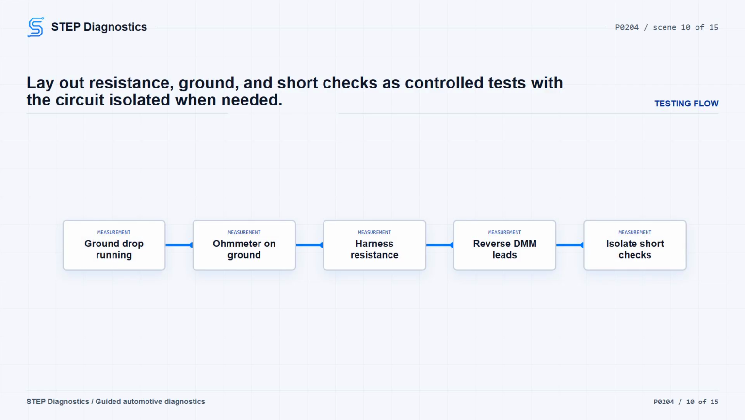To check for unintended continuity to ground, disconnect both ends and expect greater than 10,000 ohms to ground. To check for unintended continuity to another unpowered circuit, disconnect both ends of both circuits and expect greater than 10,000 ohms between them. To check for unintended continuity to a powered circuit, disconnect both ends, turn ignition, run power on, and expect no voltage on the suspect circuit.